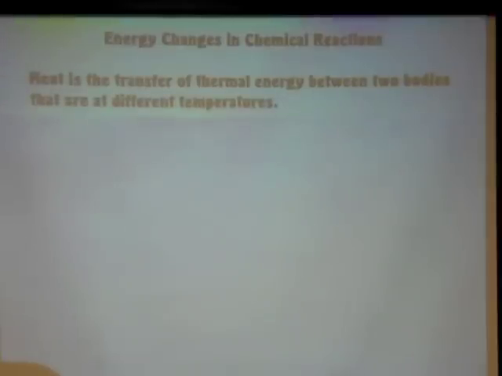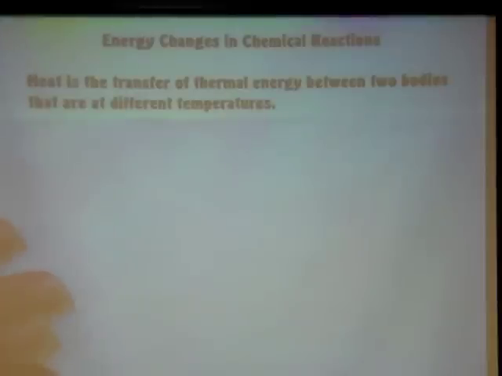Now what we're going to do, you guys, is not only are there chemical equations associated with a reaction that show us what occurs at the molecular level, but we can also quantify the energy changes that occur. And so that is what this chapter is all about, the changes in energy during a chemical reaction. All right, so heat, first of all, is the transfer of thermal energy between two bodies that are at different temperatures. So heat is a transfer of energy.